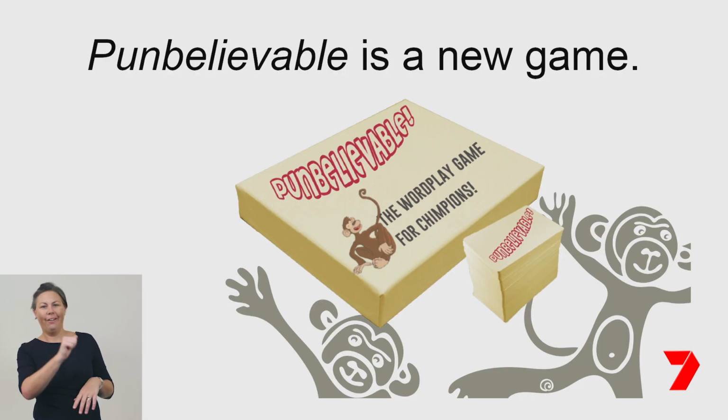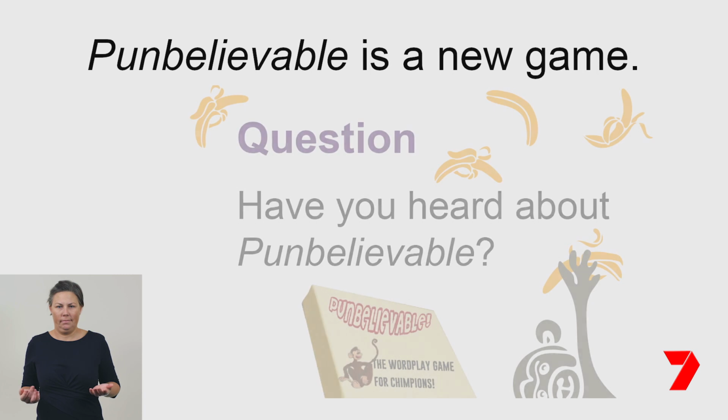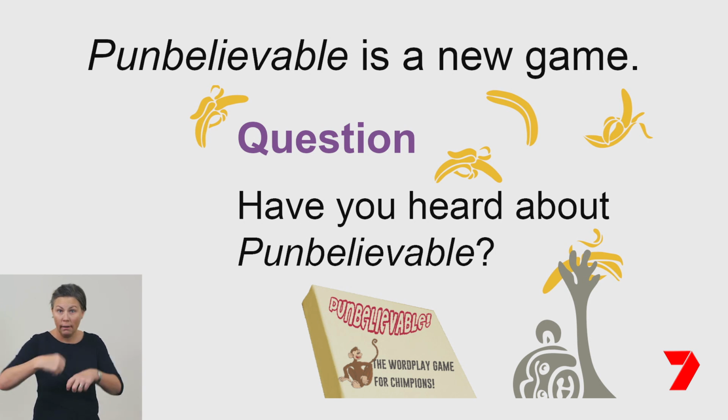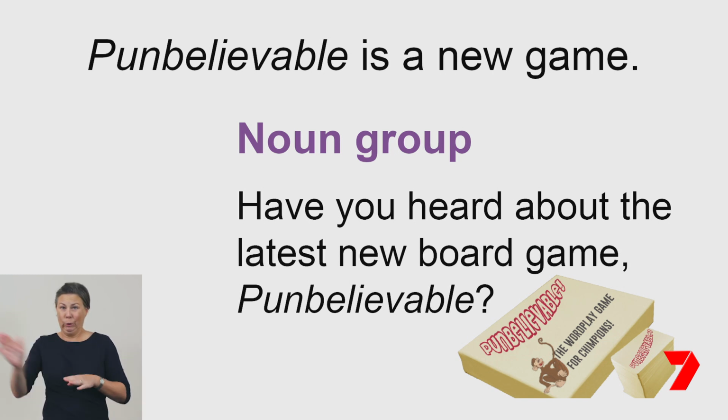Okay, let's start with the sentence. Punbelievable is a new game. How could you make this sound more exciting to our target audience? We could start with a question like, have you heard about Punbelievable? We could add more descriptive words to the noun group as well. Remember that advertisers use noun groups to connect descriptive words to the product. So we could say, have you heard about the latest new board game, Punbelievable?